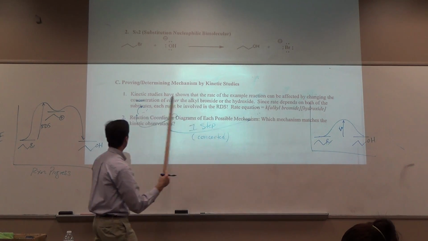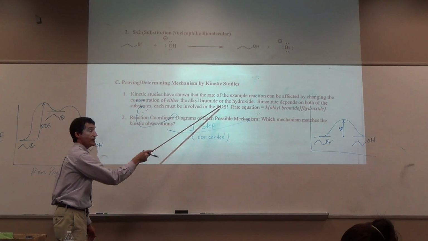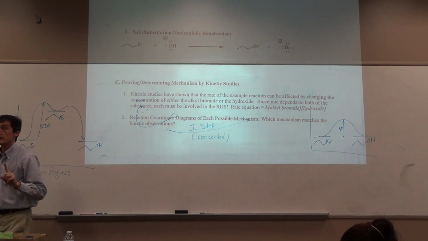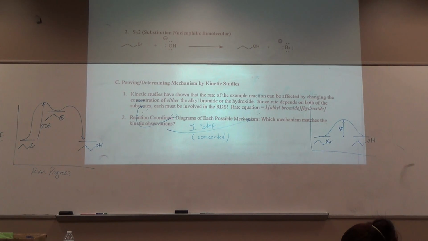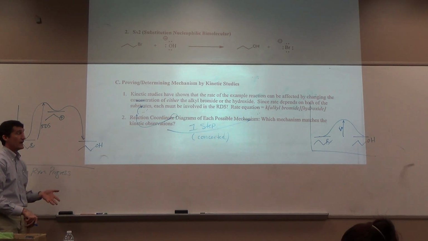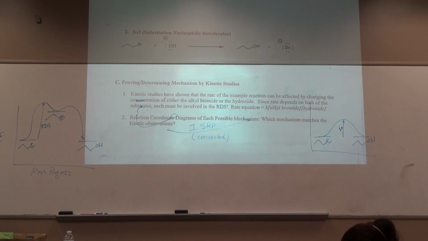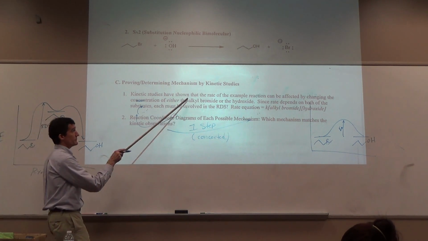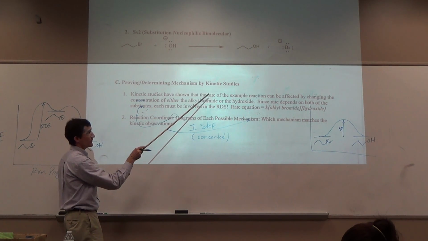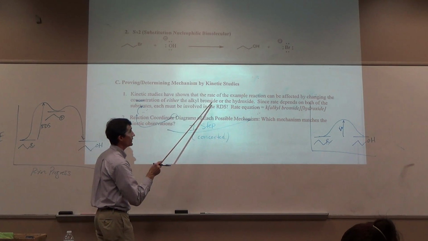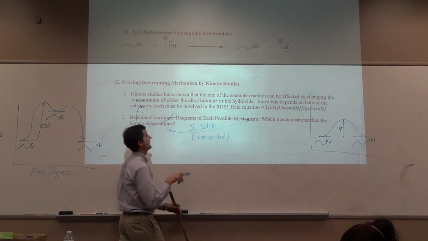Thus, since the rate depends on both of them, each must be involved in the rate determining step. So you can tell what's involved in the rate determining step by changing concentrations. If it's involved in the rate determining step and you change the concentration, you're going to affect the rate. If it's not involved and you change the concentration, the reaction is going to say, who cares? That substrate is not involved in the rate determining step. The fact that changes in both of them affect the rate means that both are involved in the rate determining step. It means that this is SN2.